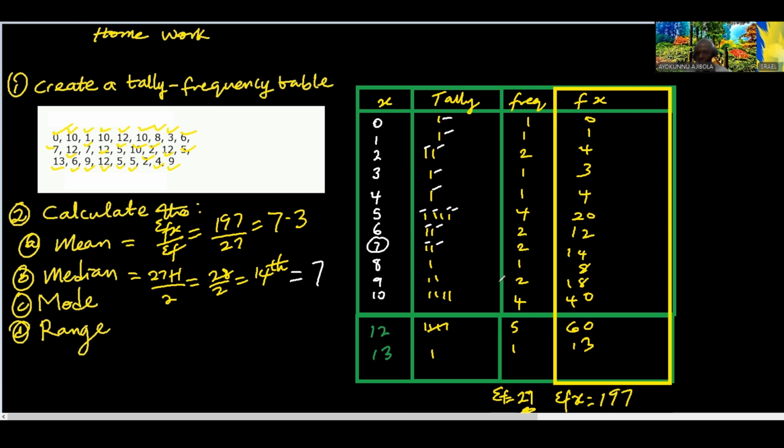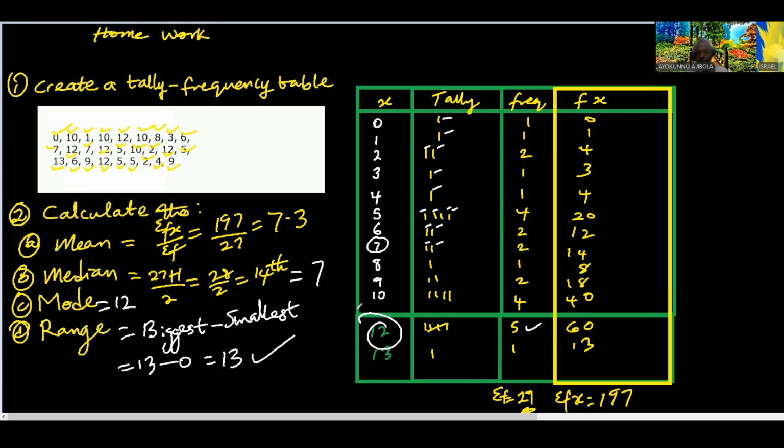Then what about our mode? The one that occurred most. Which number appeared most in the frequency? The highest is 5, right? And that's 12, okay? What about our range? Our range is the biggest minus the smallest, okay? Biggest minus what? Smallest. So what's the biggest data in the numbers we're given? 13. What's the smallest? 0. So our range is 13. Do you understand this?